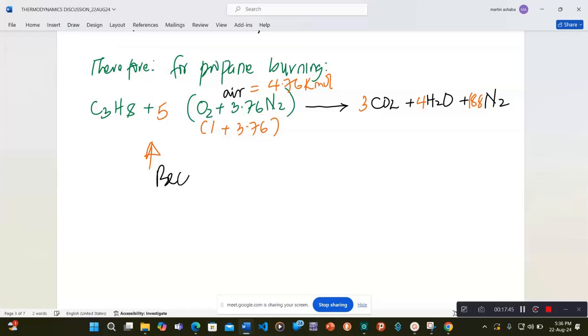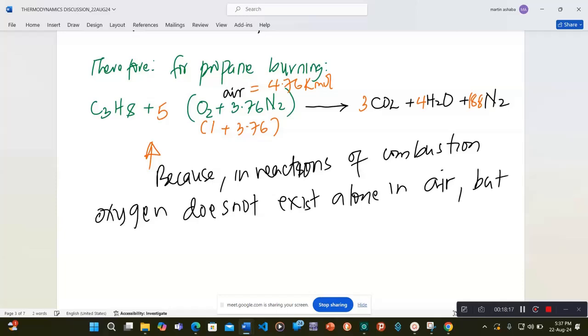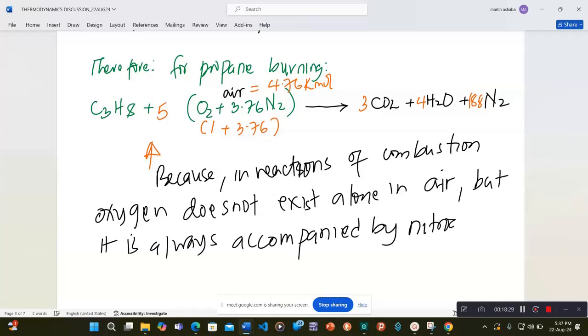Because in reactions of combustion, oxygen does not exist alone, except in air, but it is always accompanied by nitrogen. So this is a note. It is this note that is leading us to the formation of this kind of chemical equation.